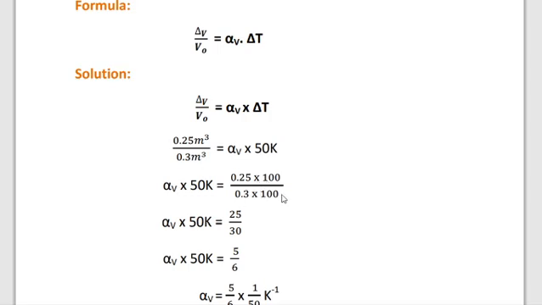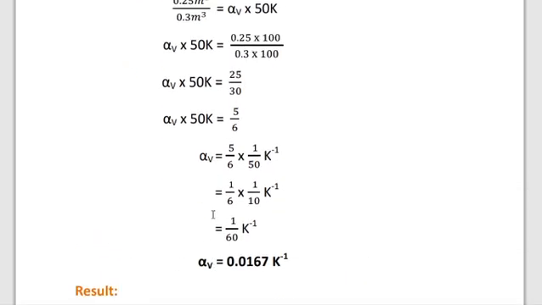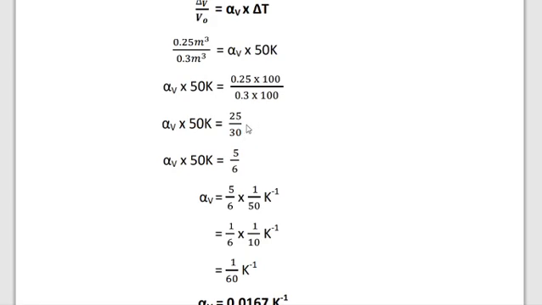Multiplying by 100 on both sides means the value is not changed. So it converts into whole numbers. 0.25 into 100 means 25 divided by 30. So alpha V into 50 Kelvin is equal to 25 by 30. So 25 and 30 cancel with the 5 table. 5 5s are 25, 6 5s are 30. So 5 by 6 is the answer for 25 by 30. Alpha V into 50 Kelvin is equal to 5 by 6. We need alpha V. So the 50 Kelvin goes to that side, which means 1 by 50 Kelvin.